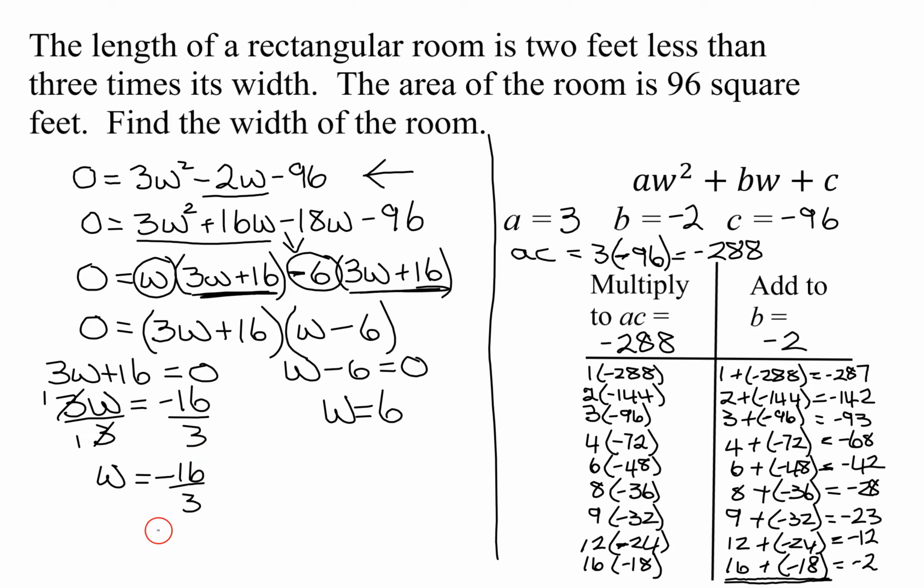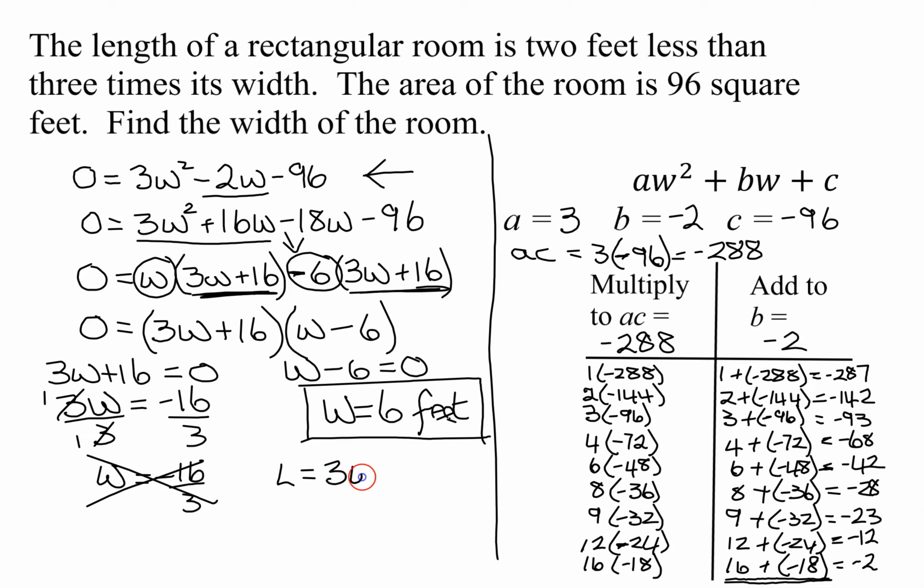Now, is it possible to have a rectangle with a width being a negative number? No, so that's not a good solution. So my width is 6, and what are my units? Feet. So the width is 6 feet. And is that all they're asking me to find? Find the width of the room. Yes, so I'm done. But if they'd also wanted to find the length of the room, then you would have had to have gone back and remember the length was 3w minus 2. You'd plug the 6 in for the w, and then you'd find the length.